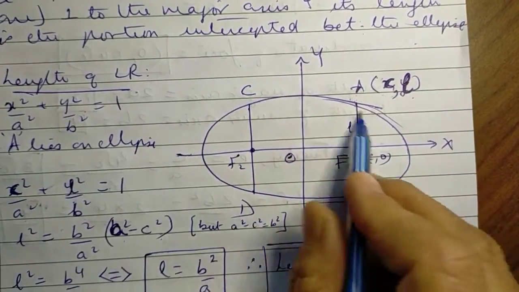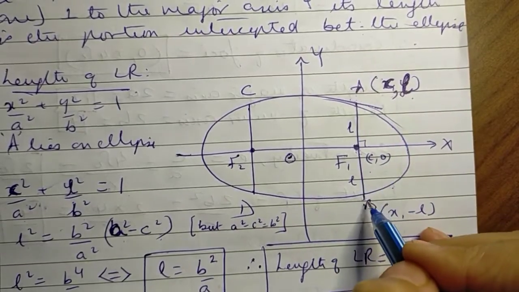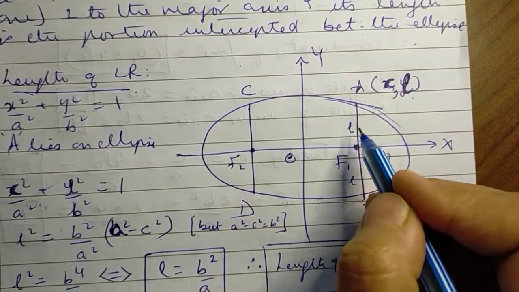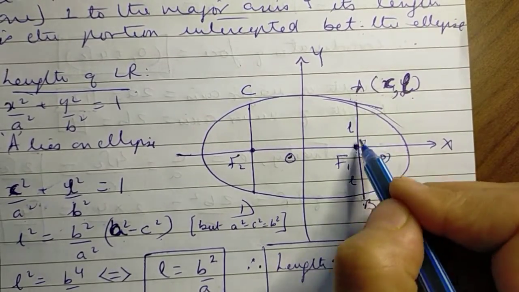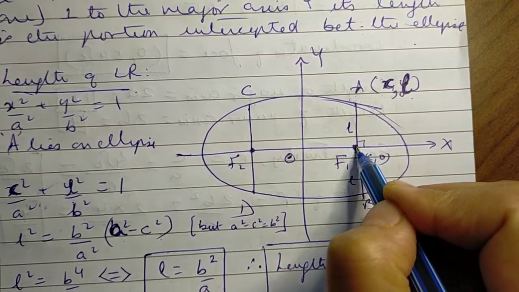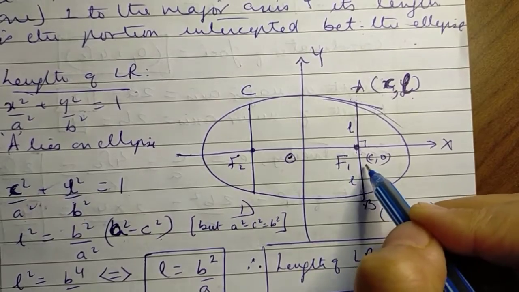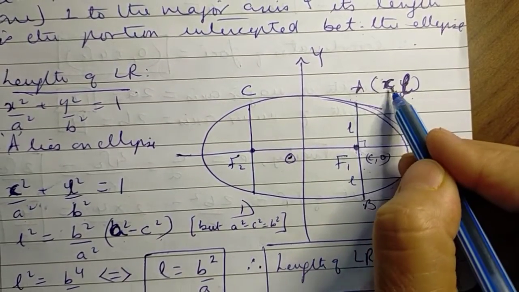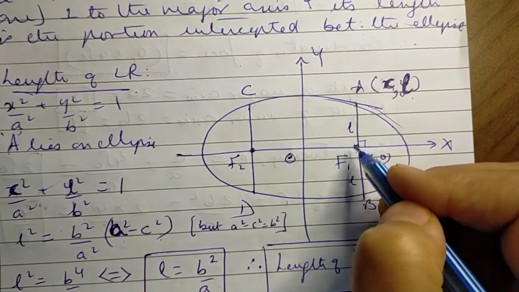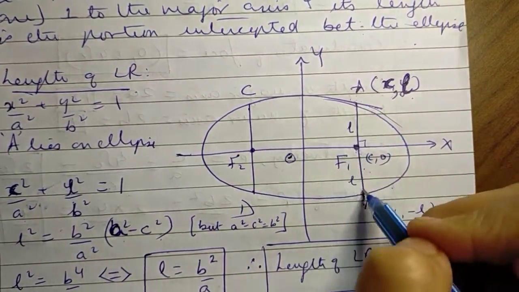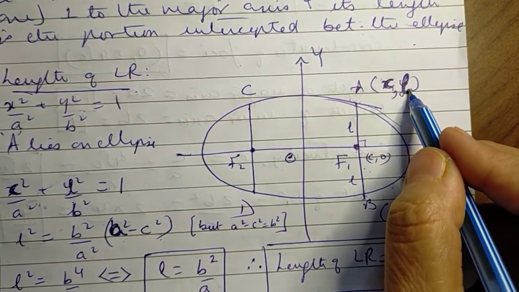So let's consider a horizontal ellipse. Let AB be the endpoints of the latus rectum. Now clearly, since AB is perpendicular to the x-axis and it passes through the focus F1, the x coordinate of A will be the same as that of F1, and so the x coordinate of A is c. Similarly, let the distance of A from F1 be l, so that the length of the latus rectum is 2l and the y coordinate of A is l.